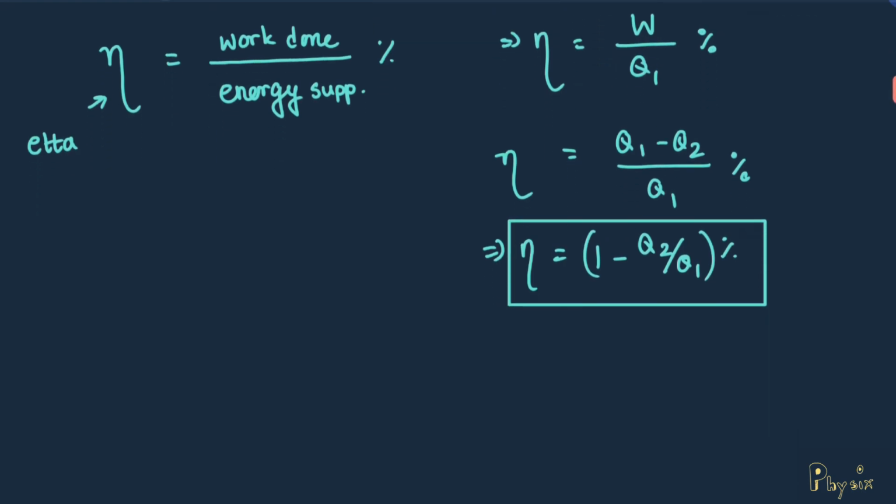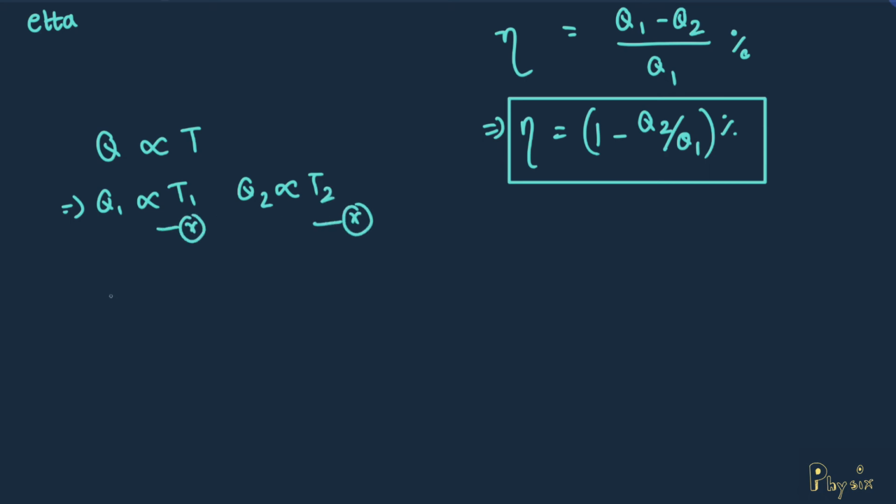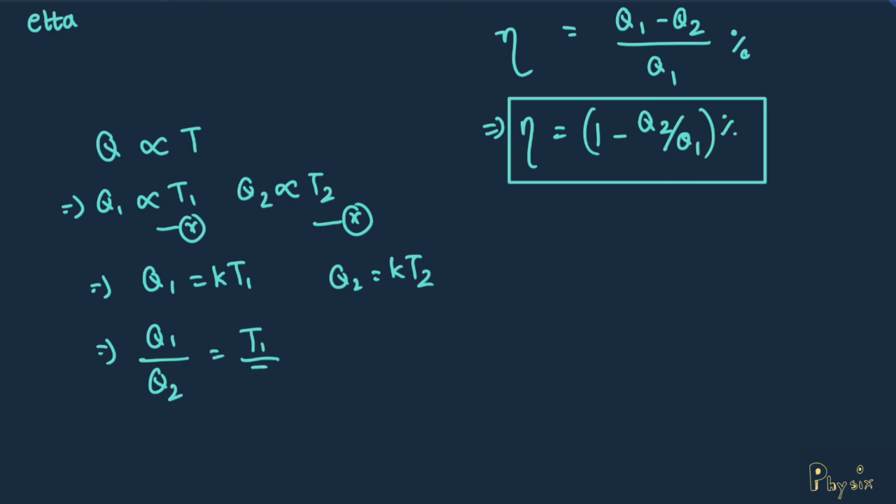And voila. Now, we know over here that Q, as the heat energy supplied, is directly proportional to the temperature of a system. And so we could say that Q1 is proportional to T1 and Q2 is proportional to T2. So we could say that Q1 is equal to K times T1, and over here Q2 is equal to K times T2. And we could basically say that Q1 over Q2 is basically T1 over T2. And over here, Q2 over Q1 is basically T2 over T1.